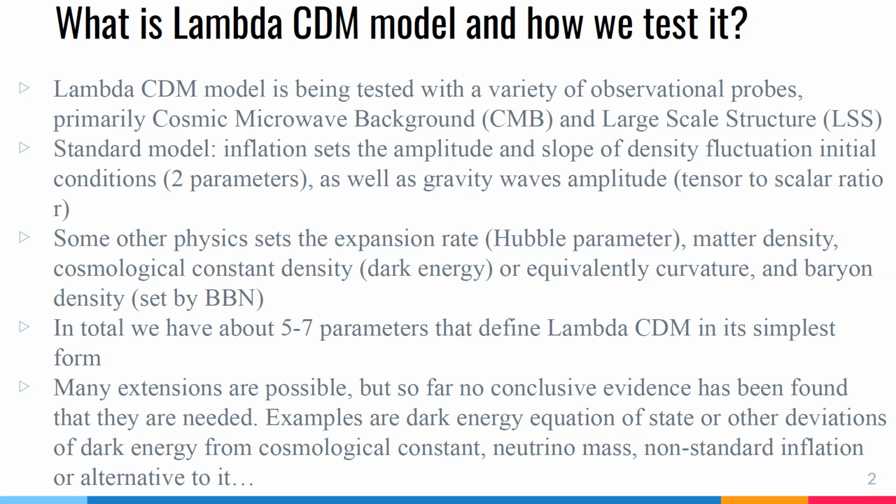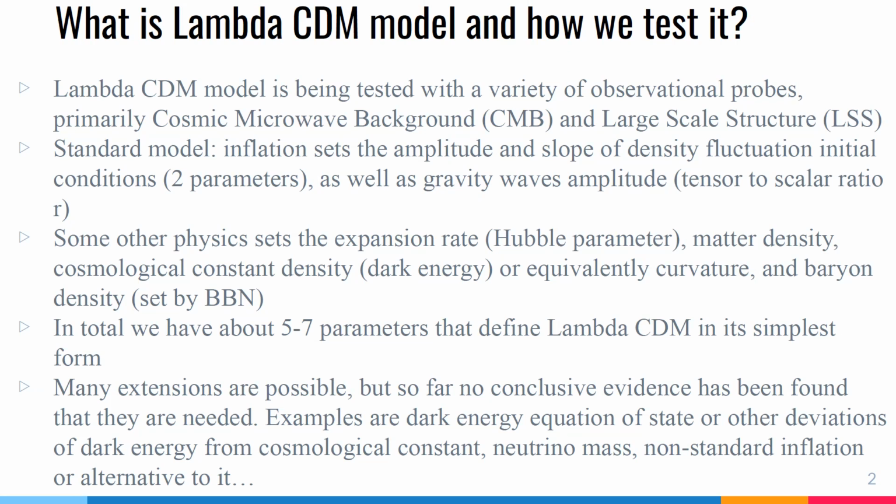Then a couple of other parameters that are there, they have a value, but we're not really interested so much in their origins. For example, the expansion rate, the matter density, the cosmological density, but there is also the curvature of the universe, which inflation predicts to be 0. In that case, the matter density and the dark energy density are not independent, but they add up to 1 in units of the critical density. And finally, we have a baryon density. So in total, we have about 5 to 7 free parameters that define the standard Lambda CDM model.